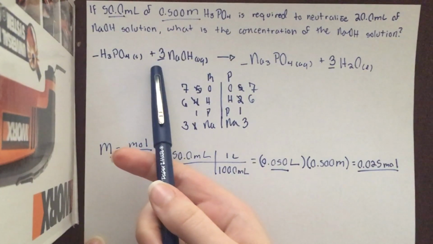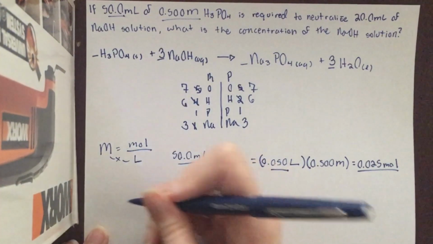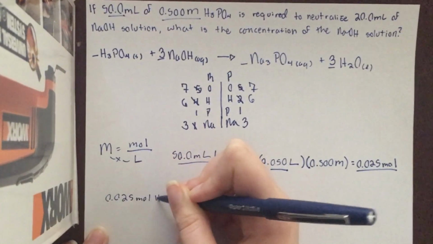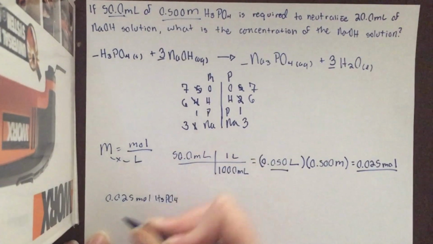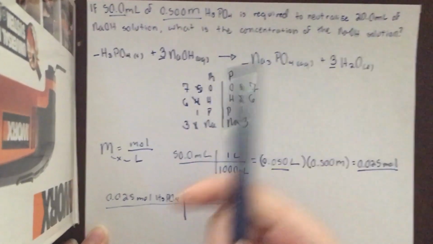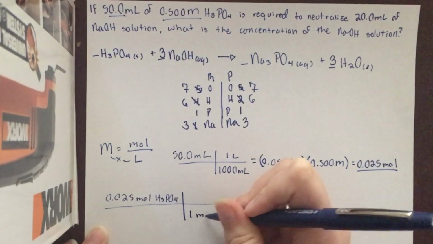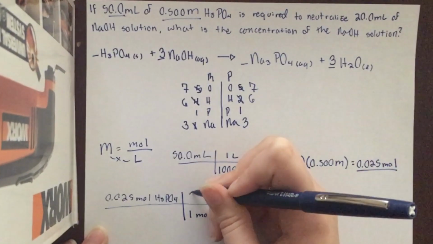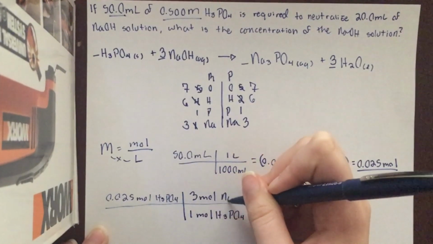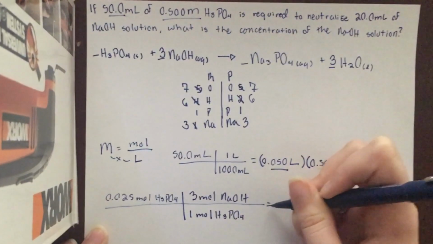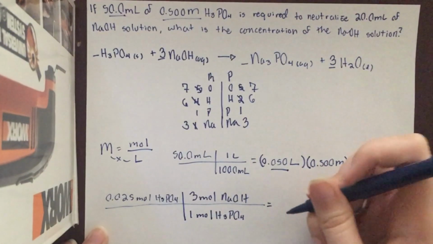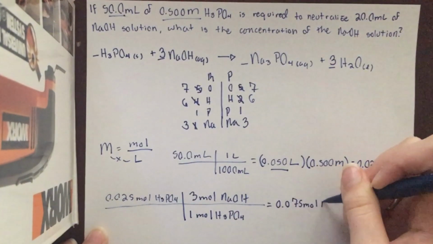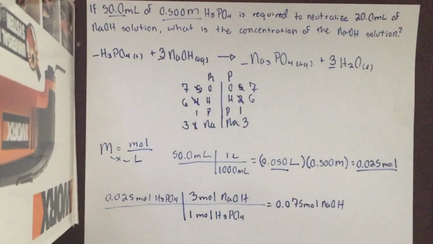Alright, so now that we know that, we can plug this into another train track method to compare with our sodium hydroxide for the stoichiometric ratio. Now that we know we have 0.025 moles of phosphoric acid, we know, based on the balanced equation we did before, that 1 mole of phosphoric acid is equal to 3 moles of sodium hydroxide. By multiplying this out and doing some simple math, we know that we now have 0.075 moles of NaOH in our solution.